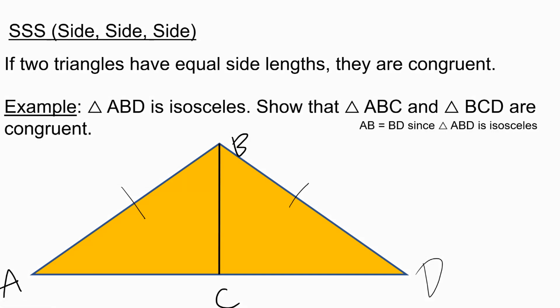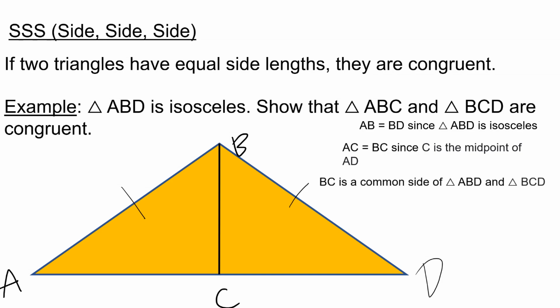Firstly, we should notice that AB is equal to BD because ABD is an isosceles triangle. We should also know that AC is the same as CD because C is the midpoint of AD. That's just the way isosceles triangles work. BC is a common side of ABC and BCD. This is probably the most important trick to do with congruent triangles. So we can see that both the triangles share that side BC.